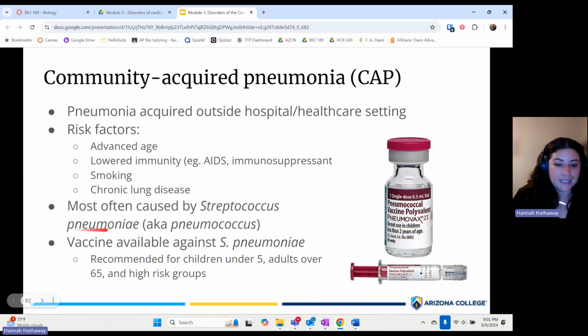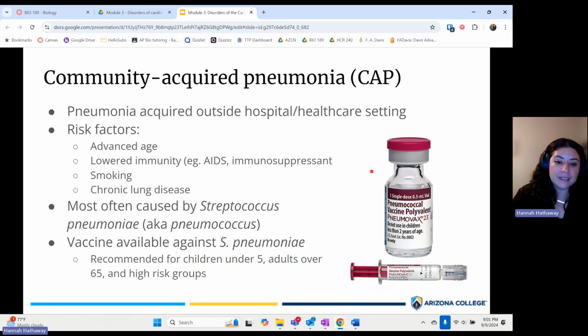Tells you right in the name what it causes. It causes pneumonia. This is the most common cause of community-acquired pneumonia. You need to know that for the midterm. There's a vaccine available against this specific pathogen. So it makes sense. It's the most common form of community-acquired pneumonia, and pneumonia is the most common cause of death from infections, so we have a vaccine against it.